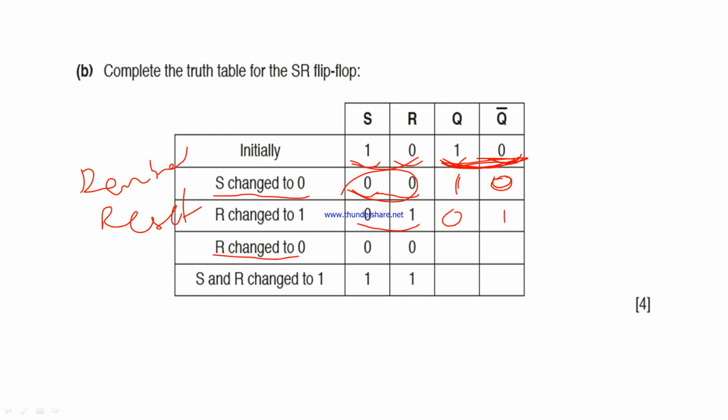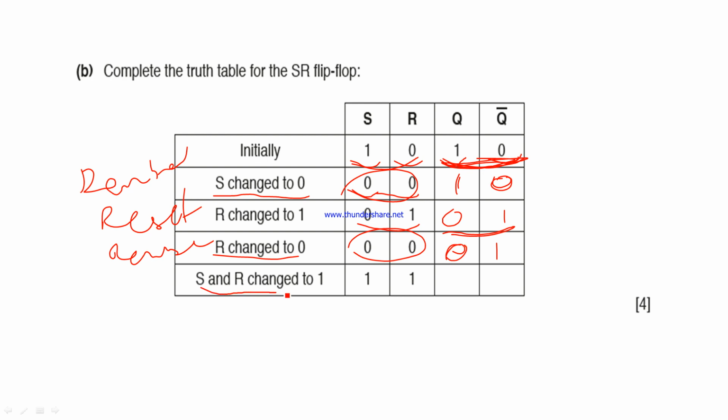Now we have changed R to be 0. Now 0, 0 again is our remember state. What is it? Remember. So whatever is Q and Q dash, we remember it. We keep it the same. This is our remember state.